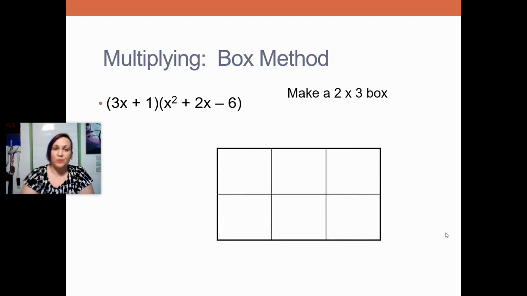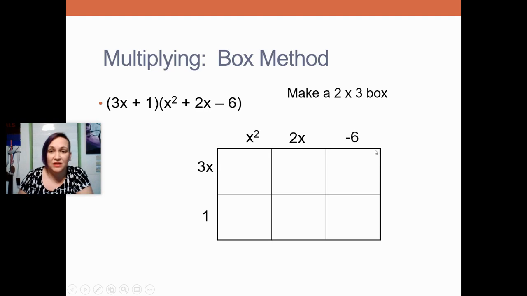What does matter is what you line up along each side. I do have to line up my binomial, my 3x plus 1, along the side that only has 2 boxes. I don't want to put the 3x plus 1 up here because then I'll have an extra box, and I'll have to start borrowing things from the other parentheses, and that's not good. Then I'll take my trinomial and break it up across those top 3 boxes. Usually I don't write the plus signs, but if something was being subtracted, I do write it as a negative.